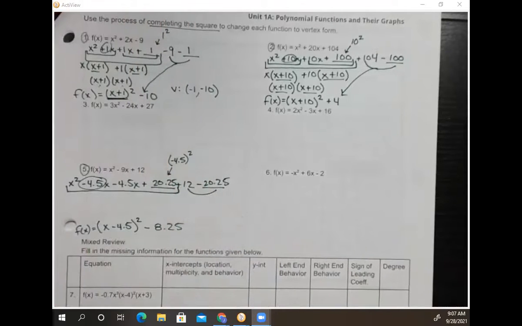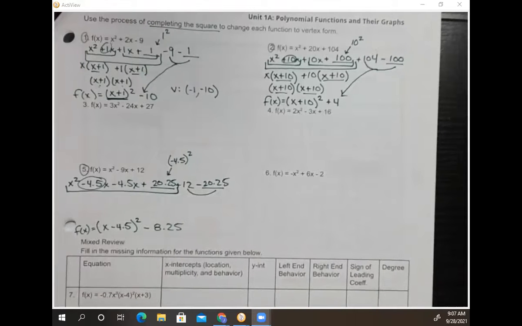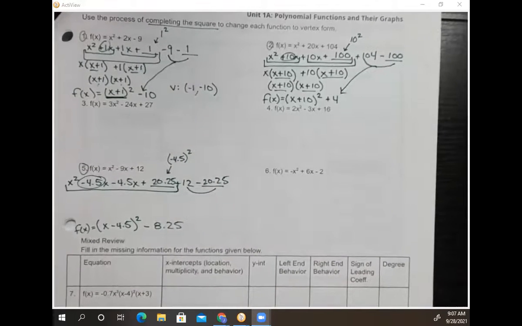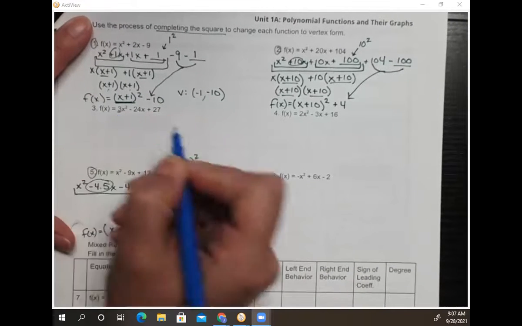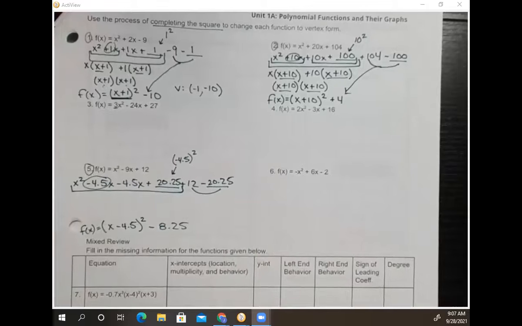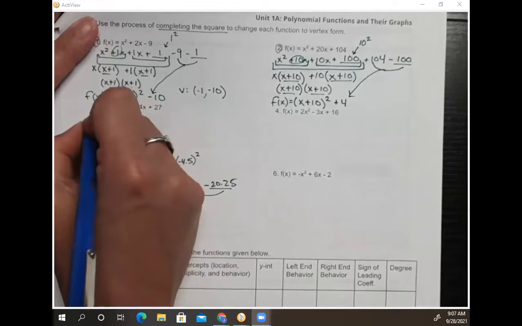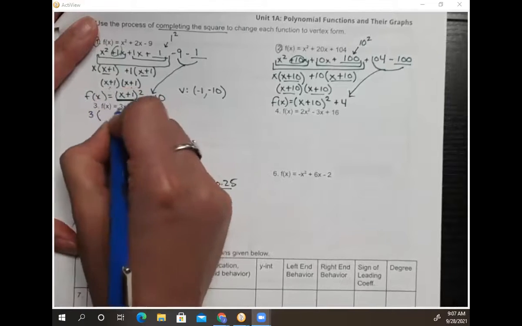Grab a pen here. So on page 49, we've got problems 3, 4, and 6 left to take a look at. So that's where we're going to start for today. Okay. So for problem number 3, notice I have a lead coefficient here of 3. The first thing I've got to do here is factor that out like a GCF. Even if it's not actually a greatest common factor for the entire problem, I'm going to factor it out as if it is.